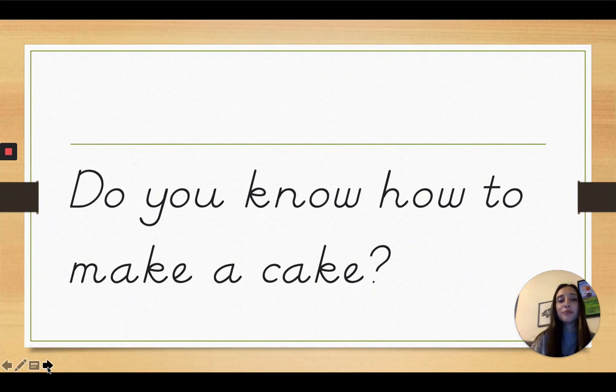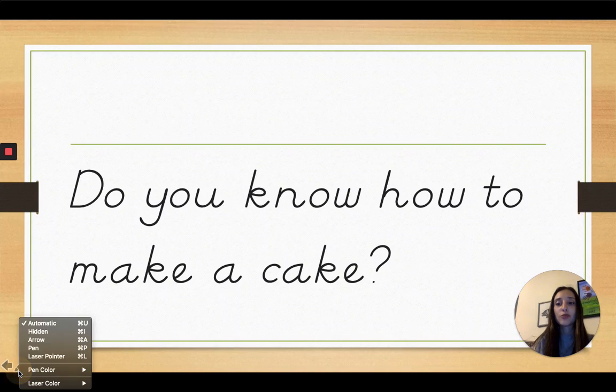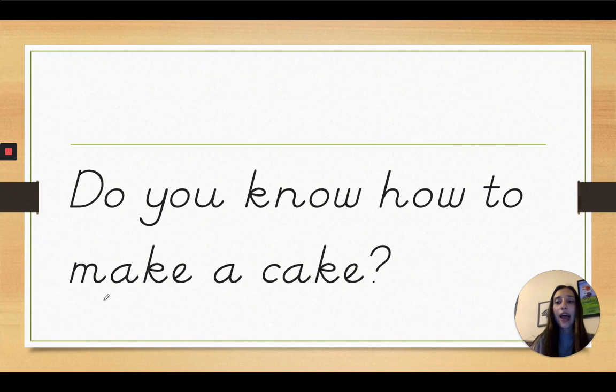Let's do this one. I'll give you a second to read it. Yeah, so this one is, do you know how to make a cake? And in this sentence, and a lot of our handwriting that I'm using in the PowerPoint, it has these K's in it. This is the same as the letter K, but this is just our Danielian K. It's just another way to show the letter K.